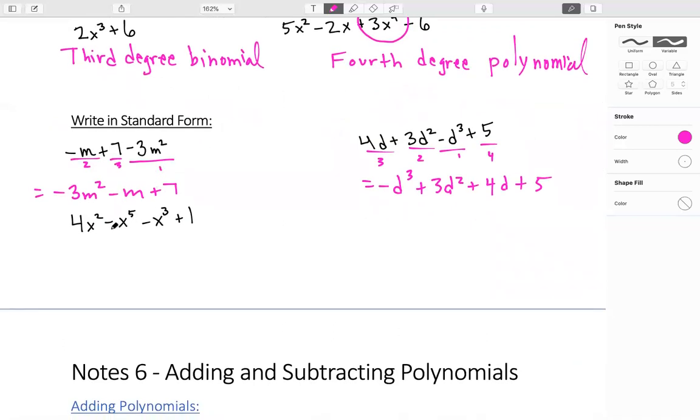Okay, last one. Highest term here would be negative x to the fifth, then negative x to the third, then 4x squared, then 1. So we're going to go negative x to the fifth minus 3x. Don't forget these signs in front of the terms, especially the negative signs, right? And we're done.